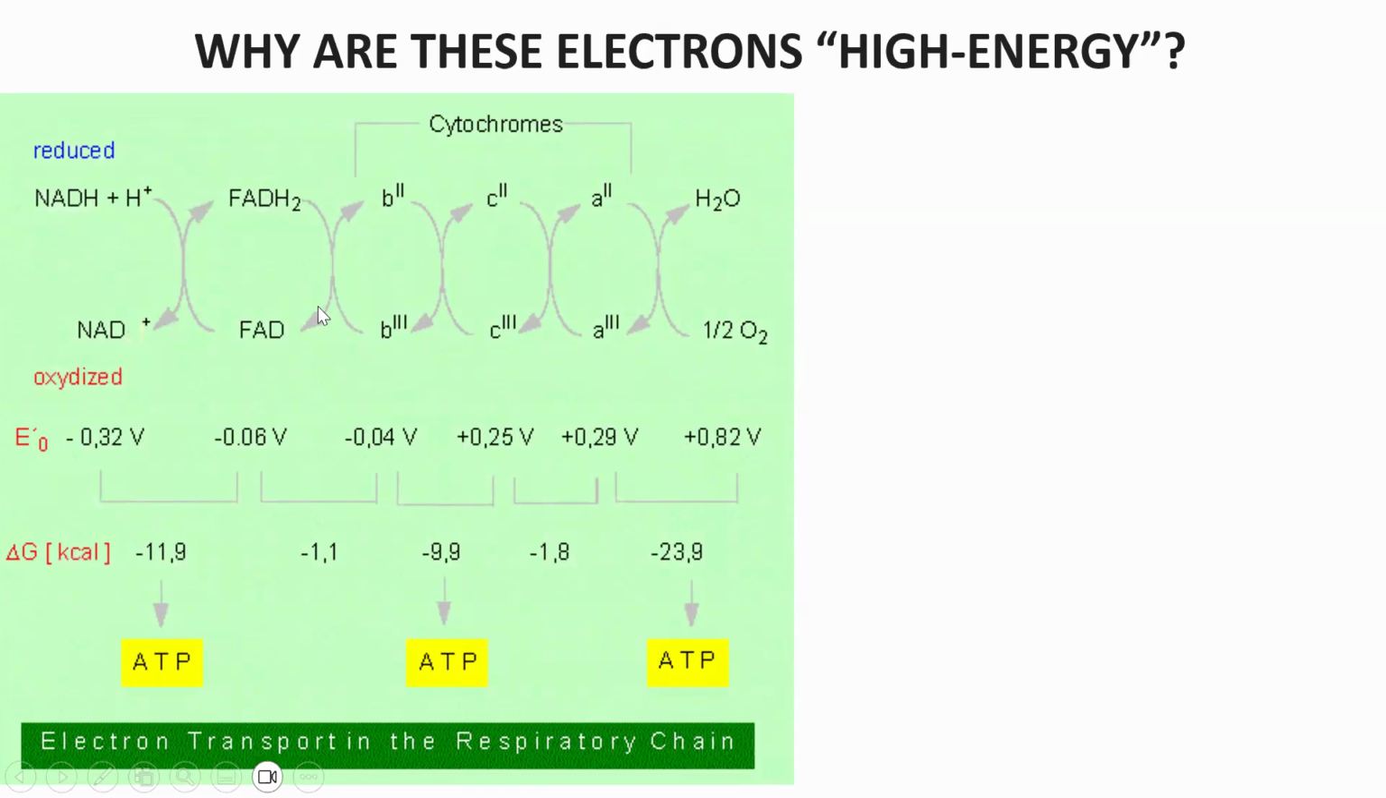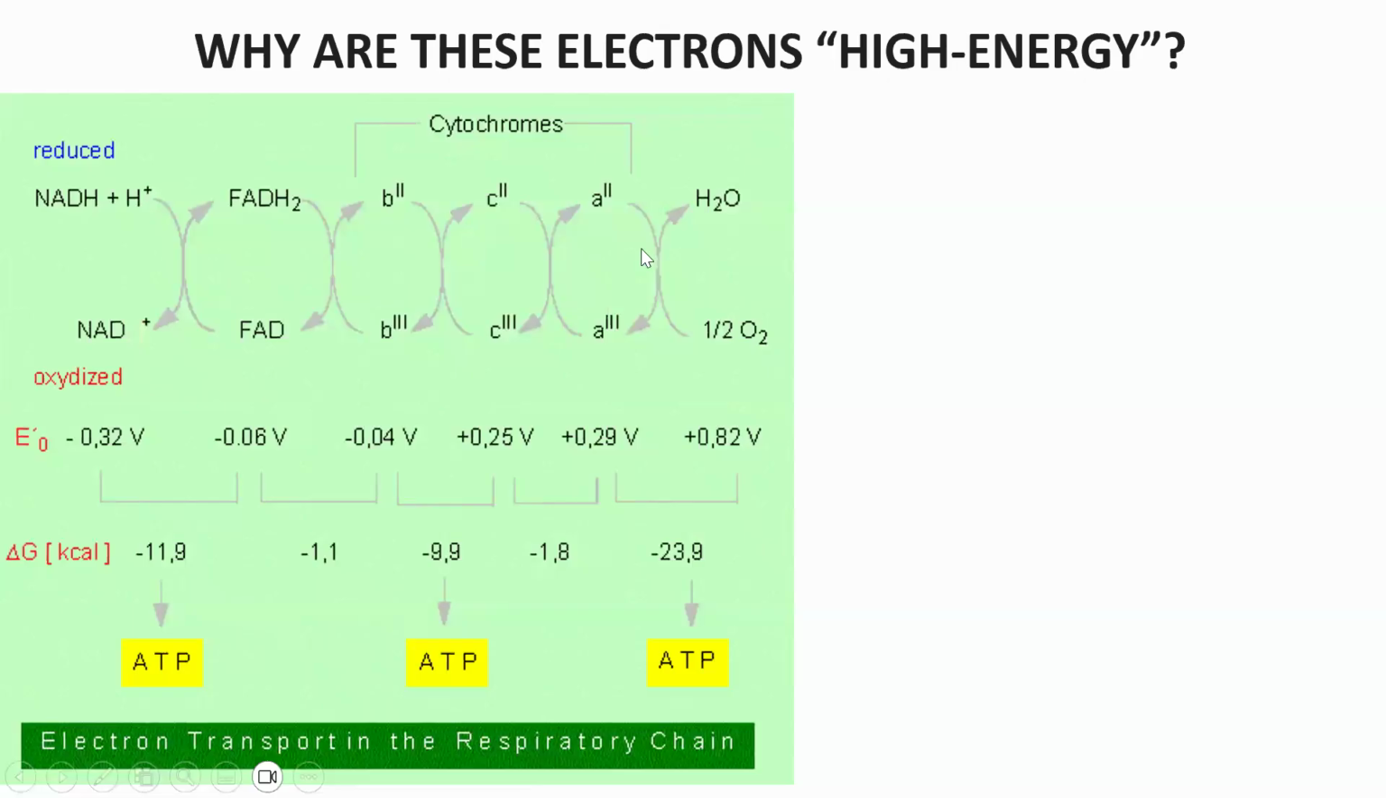FADH2 is going to lose its electrons. It's going back to being oxidized, but it's going to give its electrons to this beta complex. The beta complex gets reduced. The beta complex is going to lose those electrons. It's oxidized. It's going to give it to a cytochrome, reduced. Cytochrome is going to lose those electrons. It's getting oxidized. It's going to give it to complex A, reduced. Complex A is going to lose those electrons. It's oxidized, and it's going to reduce oxygen. And when oxygen is reduced, remember, follow the protons. When oxygen is reduced and it gains electrons, it becomes water. We'll come back to that in a second.